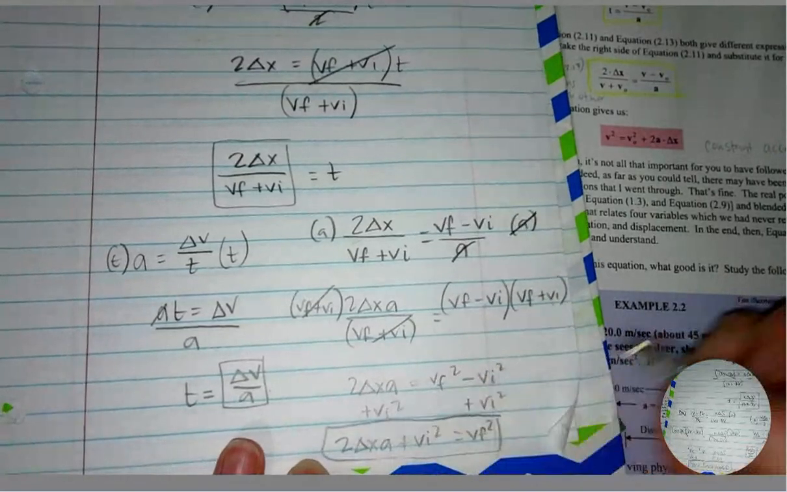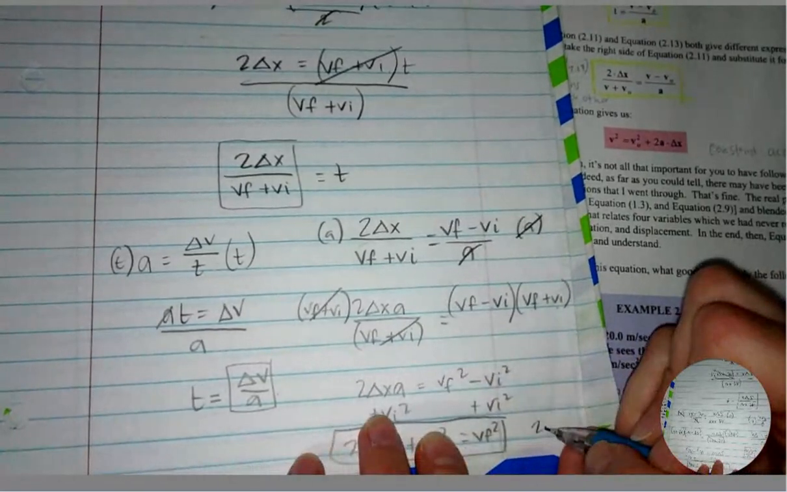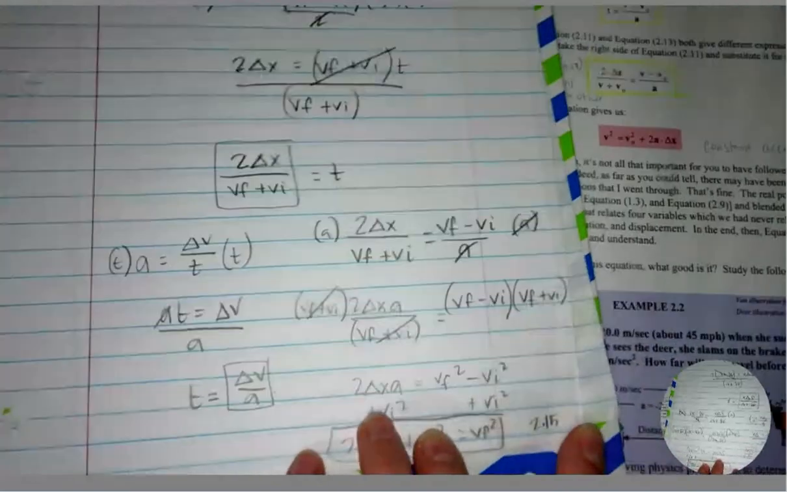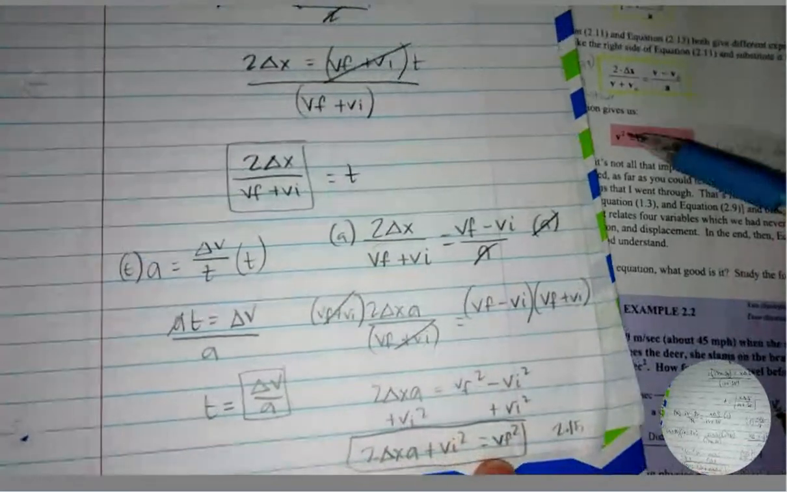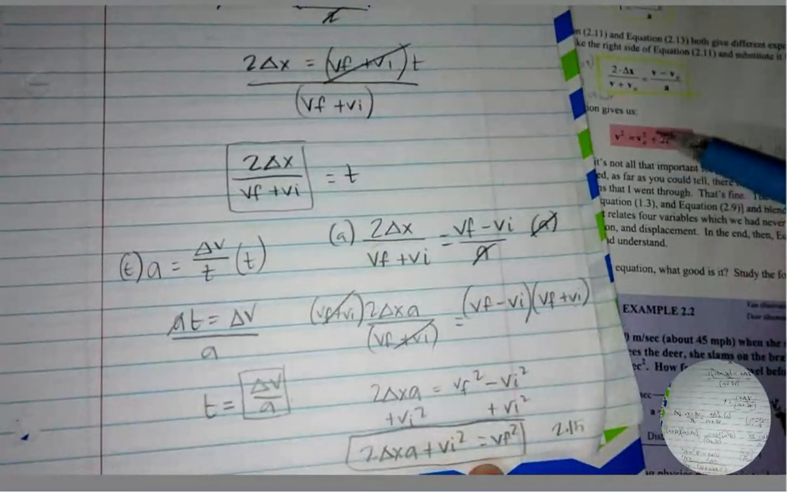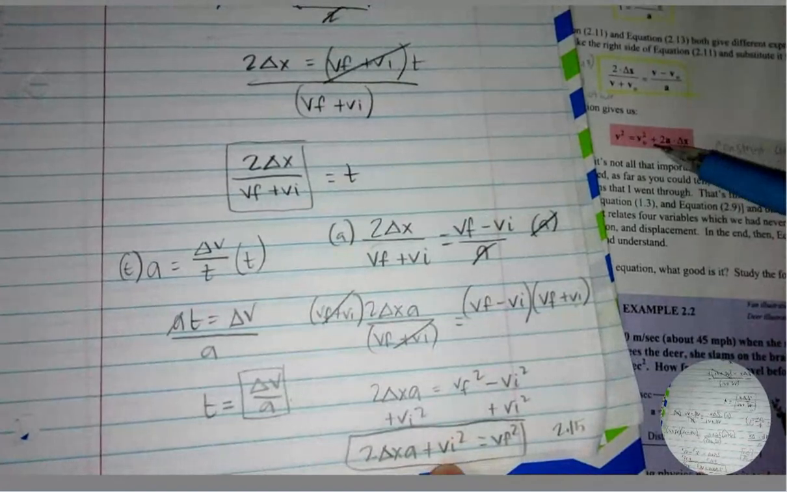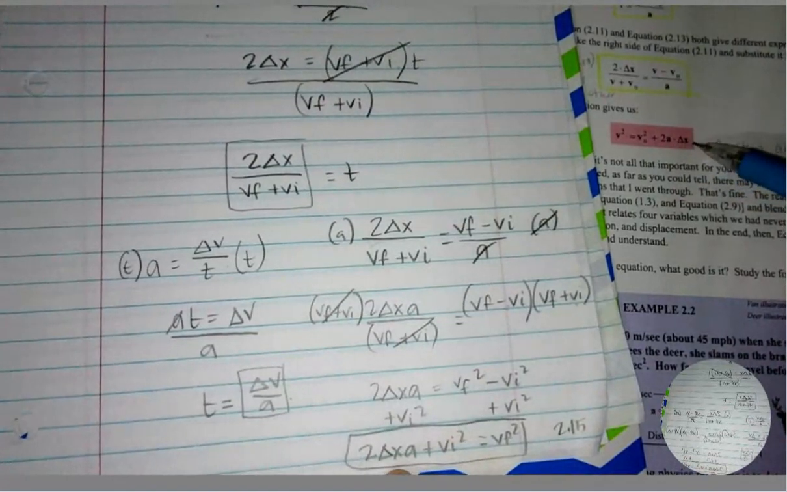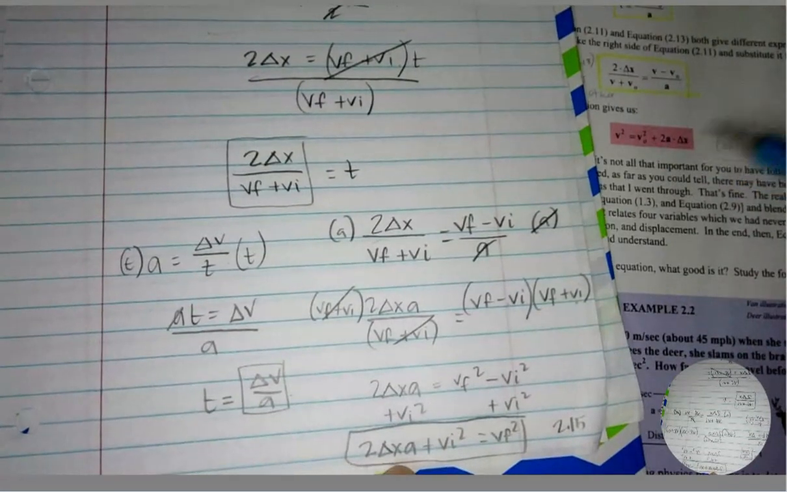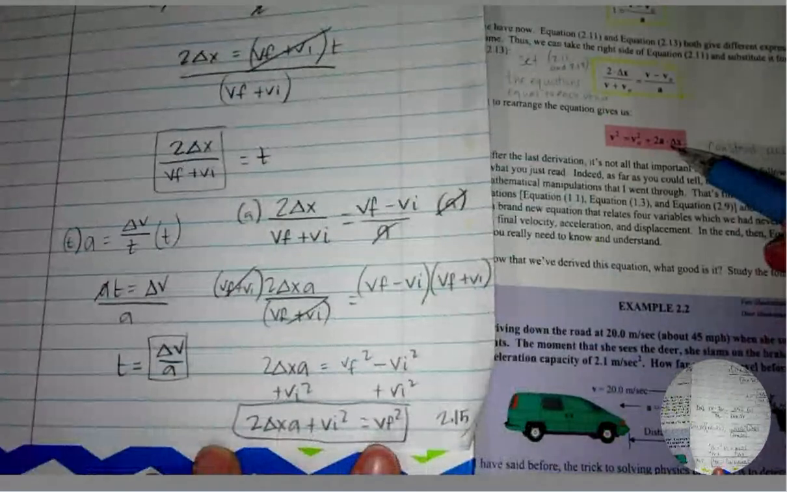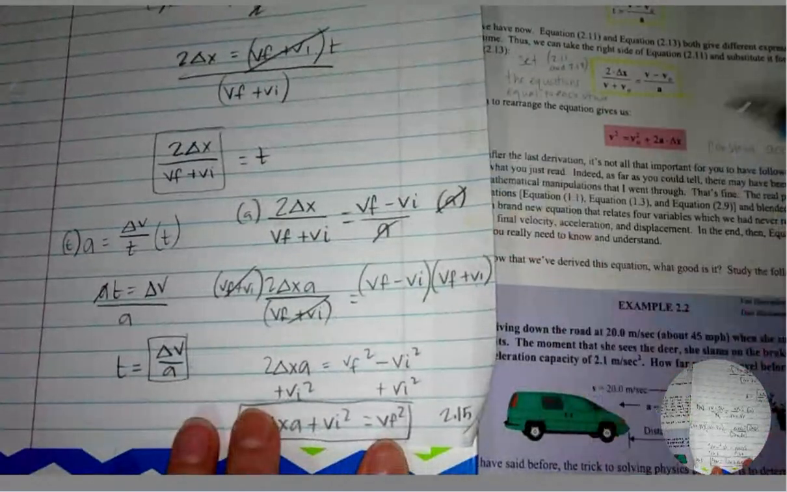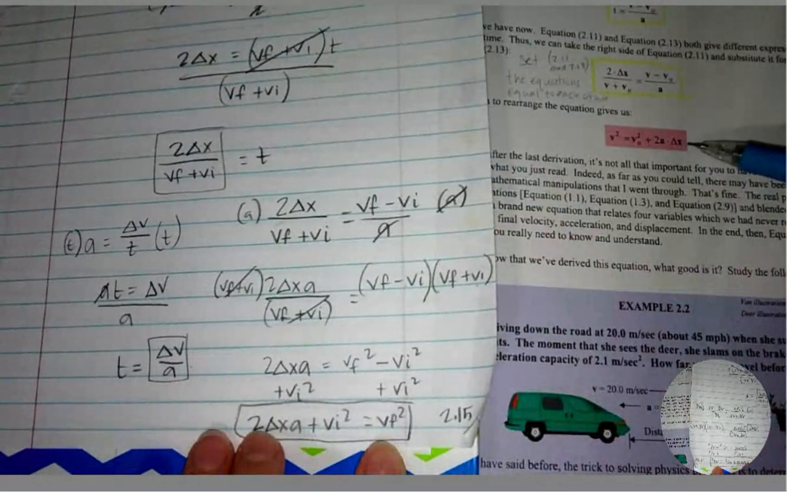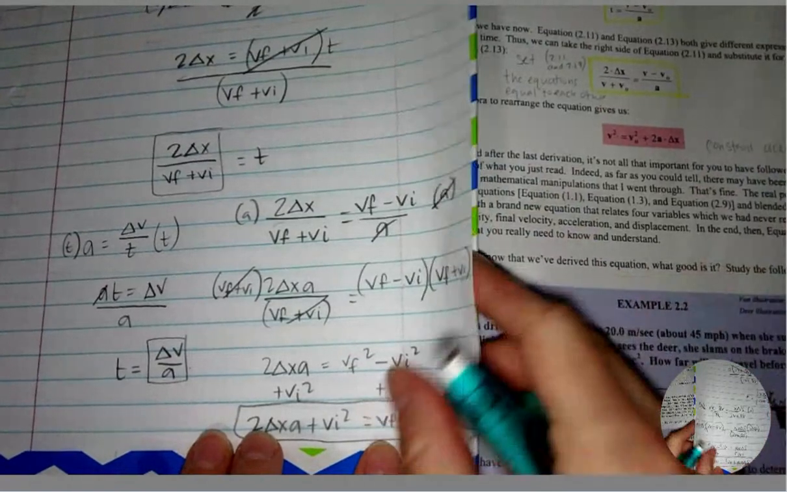You did it. You arrived at equation 2.15. Right here. Vf squared is equal to vi squared plus 2a delta x. Bravo. Good job. You don't have to actually derive these pink equations on the test. This is just to show you where they got the reasoning from. You just have to be able to use this pink equation. So let's do that now.